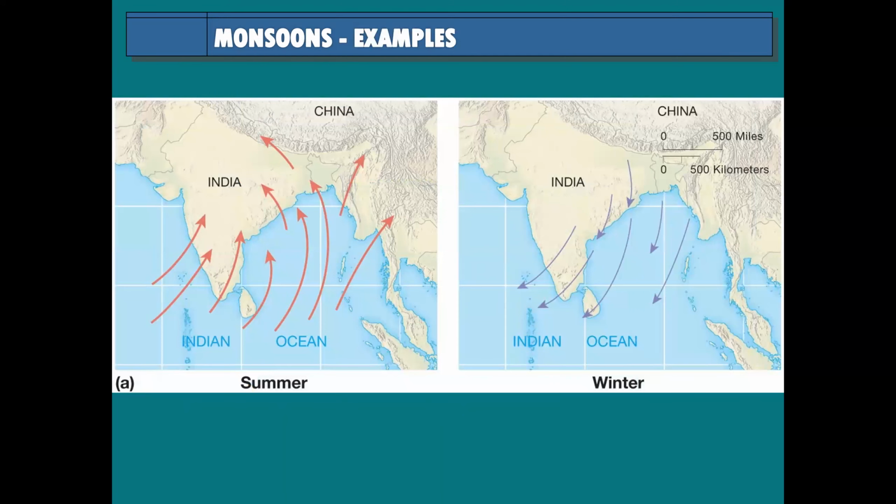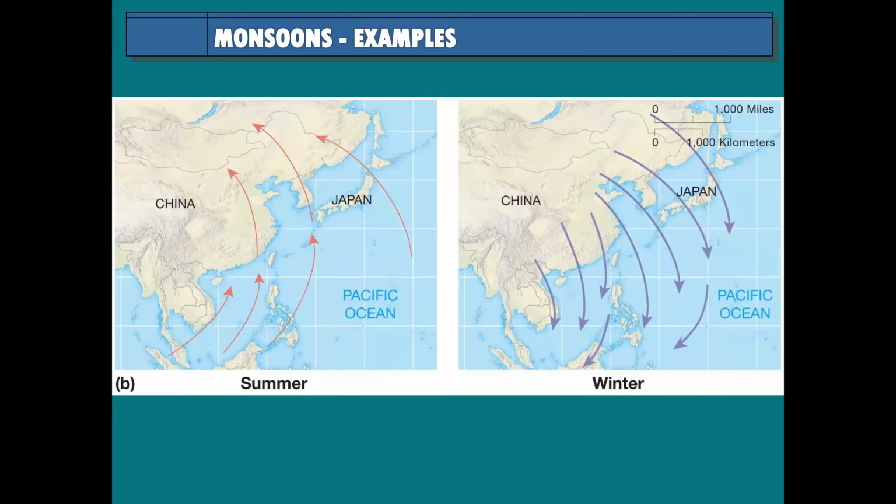And here's the example of that. Notice in summer versus winter, notice how the winds literally reverse. Here's the example over Eastern Asia and Southeast Asia. Notice how the winds in summer are from the hotter, warmer, moister area, versus during winter, they're coming straight out of Siberia.